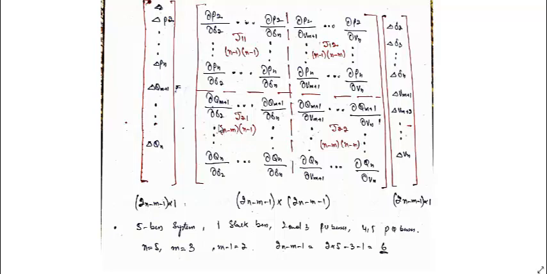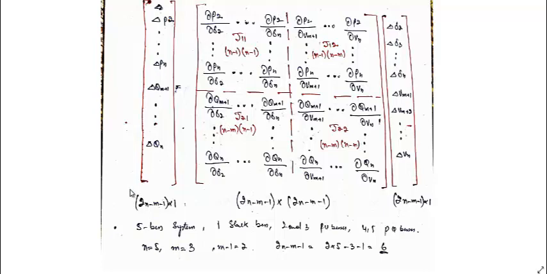This will be the derivative of all the reactive powers of the PQ buses, that is from bus number m plus 1 to bus number n, with respect to all deltas, from delta 2 to delta n. And this matrix will be the derivative of the reactive powers, that is Qm plus 1 to Qn of the PQ buses, with respect to all voltages from the same buses.